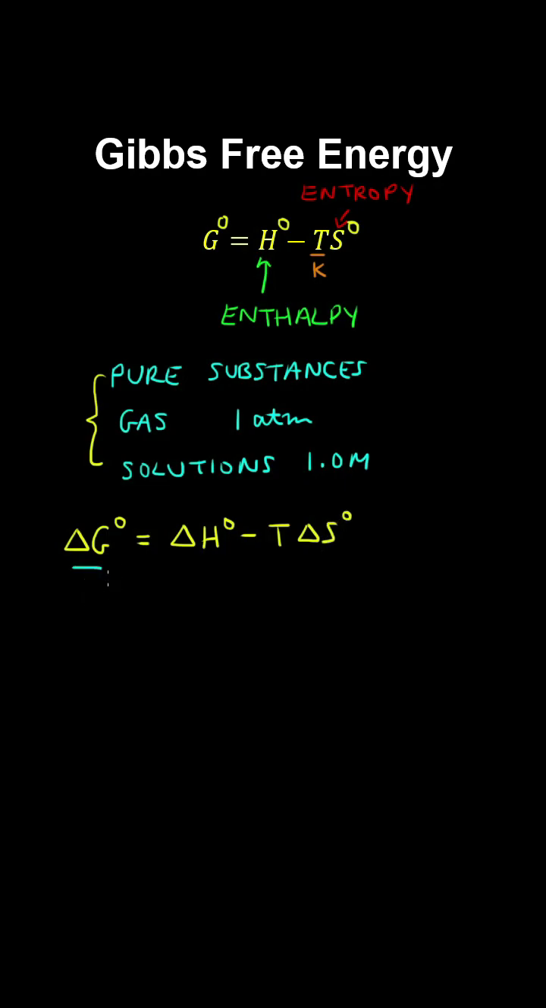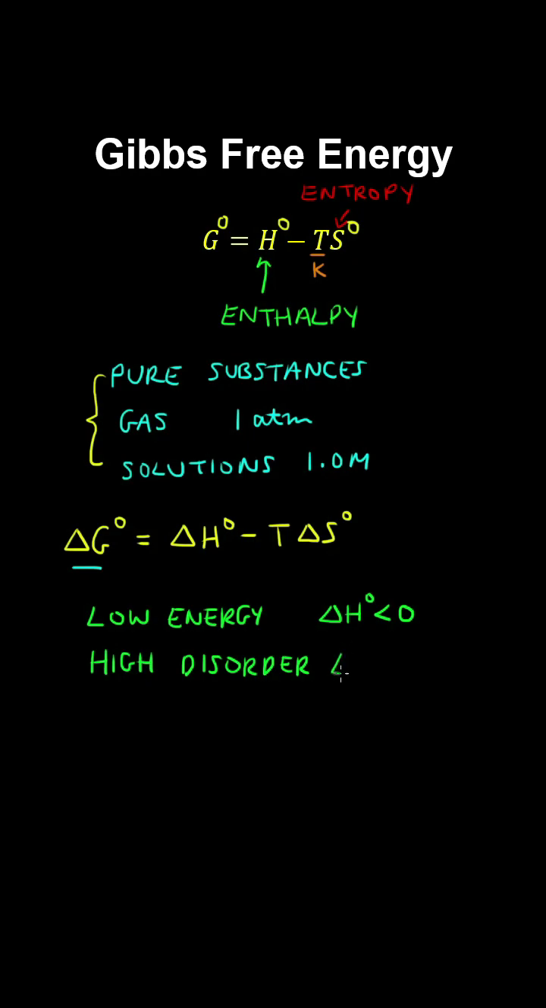And this measures whether a process proceeds without the input of external energy. So generally, nature moves towards low energy and high disorder states. So therefore, for an exothermic reaction, the change in enthalpy is less than 0, and where the products are more disordered than the reactants, the change in entropy will be greater than 0. And we will explore this further when we look at thermodynamic favorability.